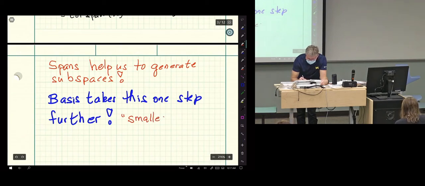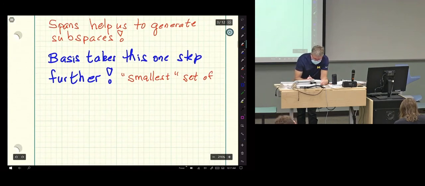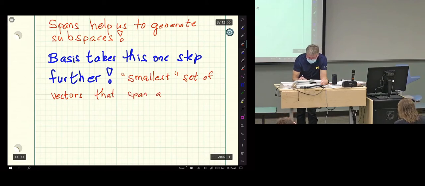It's the smallest set of vectors that span a given subspace.